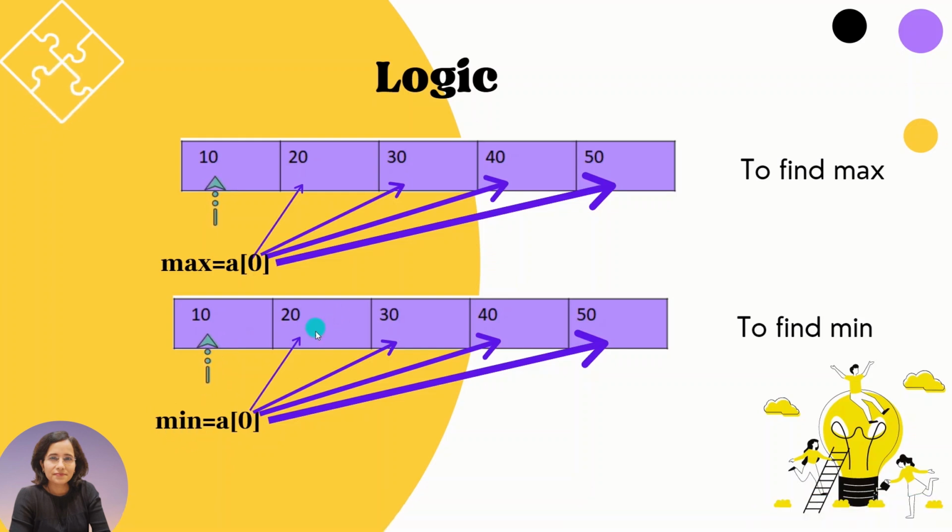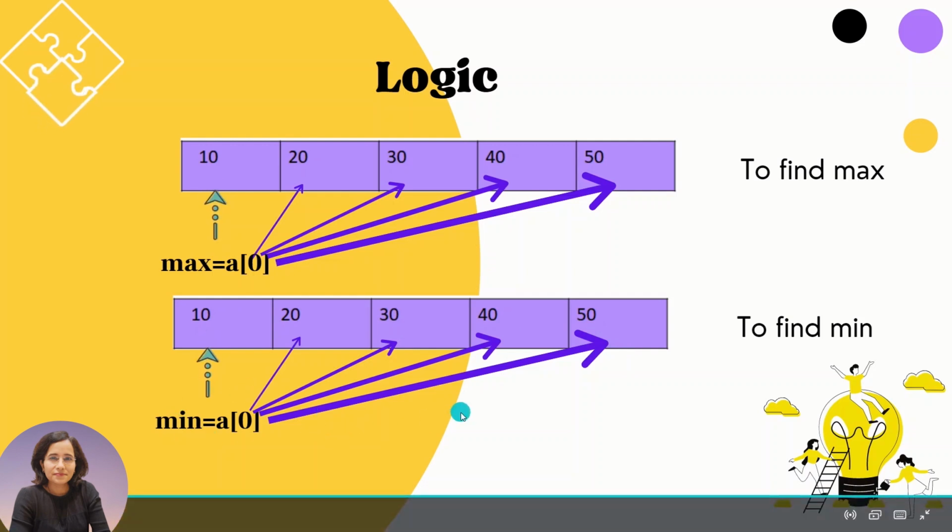If the second element is less than the min variable, then the second element will be the minimum. You have to repeat this procedure till the last element. Finally, you will get the minimum element, then you have to print it.